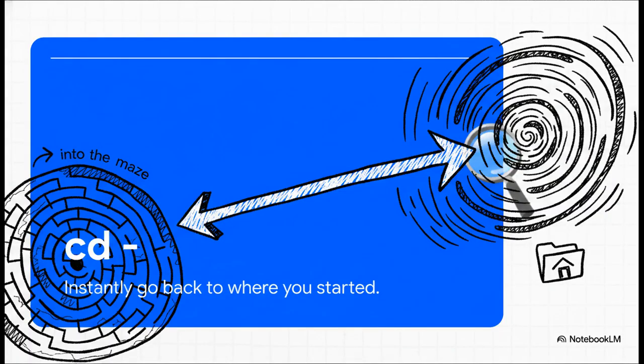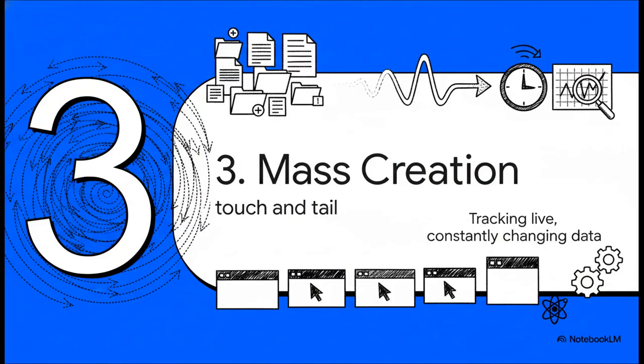And this brilliantly illustrates our second trick. cd - basically acts as an instant rewind button. Instead of stepping back through the maze like breadcrumbs, this command instantly jumps back to the directory where you started. It's honestly the perfect example of a frictionless workflow pivot. You go deep into your files, you do your work, and then you warp right back to home base in literally 2 keystrokes.